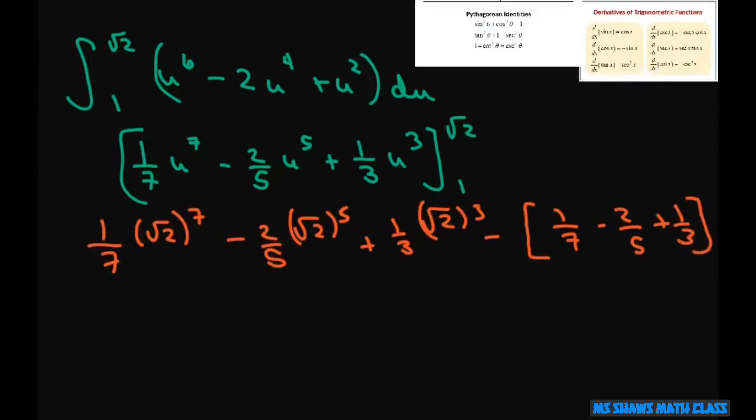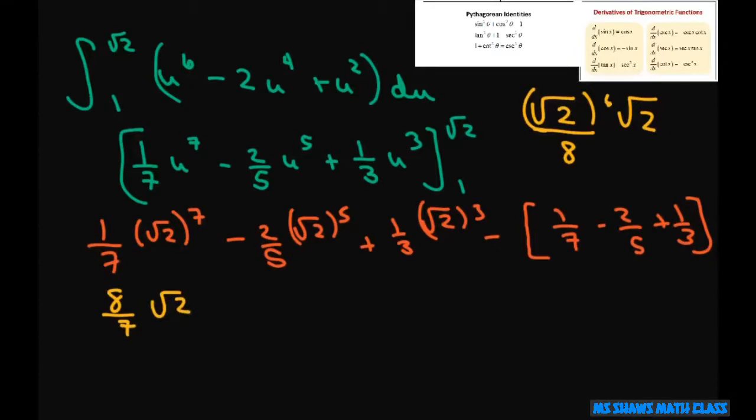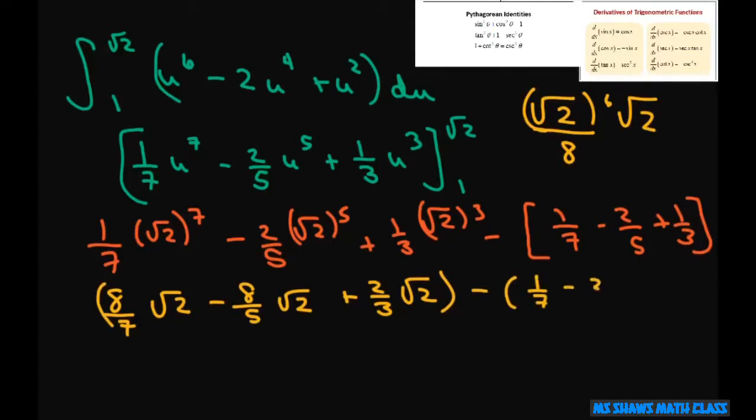All right, and simplifying further for your square roots, remember the square root of 2 to the 7th could be written as square root of 2 to the 6th times square root of 2. So that's going to end up being 8 because you have 6 square roots. So we're going to end up getting 8/7 square root of 2 minus 8/5 square root of 2 plus 2/3 square root of 2, minus 1/7 minus 2/5 plus 1/3.